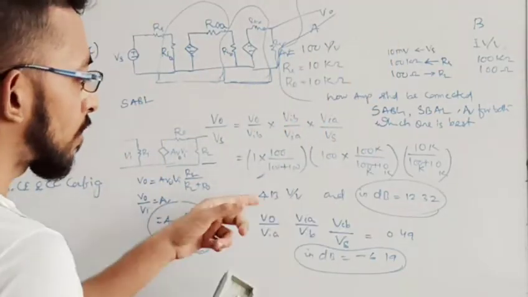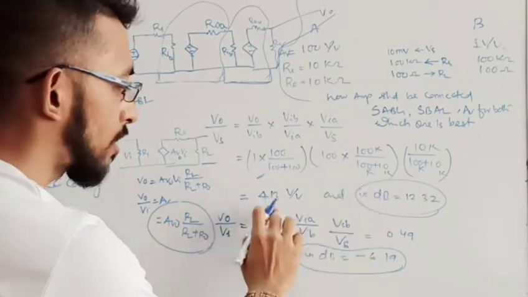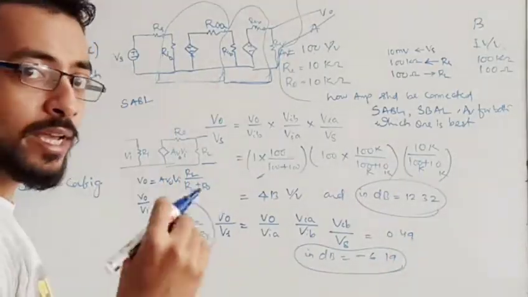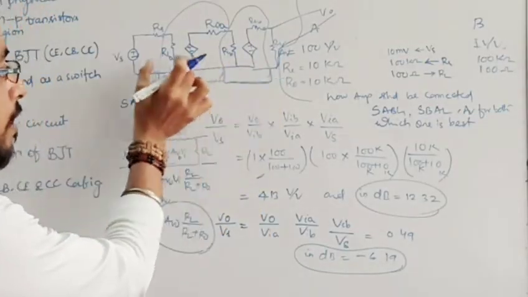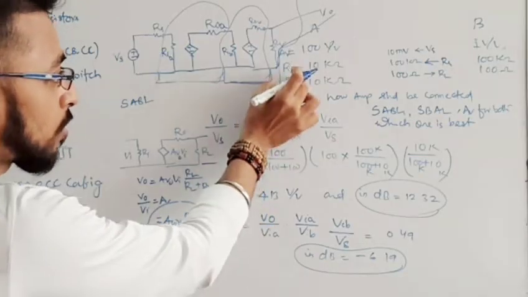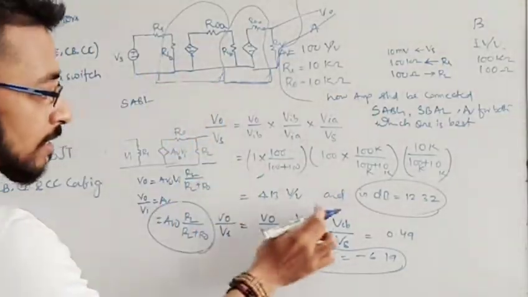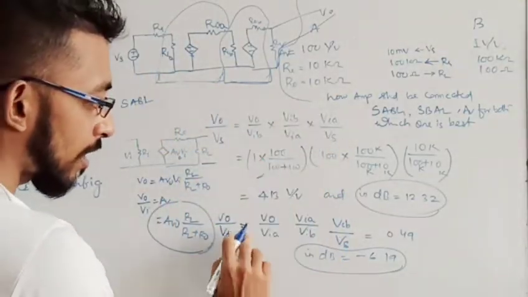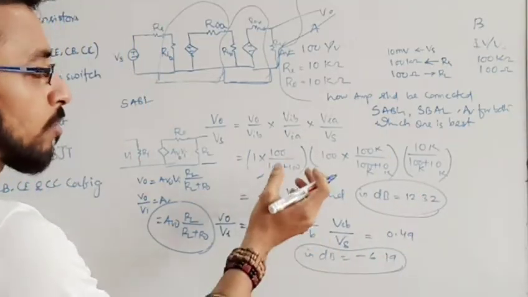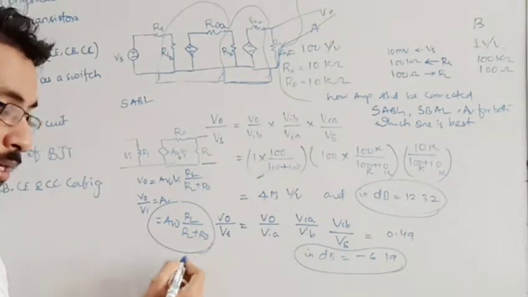So if you solve this one, you will get a value 4.13 volt per volt. And in dB, multiply 20 log of this value, you will get 12.32. This is for the S-A-B-L arrangement. Now if I connect S-B-A-L, meaning I put my B part here and A part over here, similarly what I will get? V out upon VS is nothing but V output upon VA, then VA upon VB, then VB upon VS. And in a similar way, if I put those values and solve, I will get a value 0.49. The same process. You have to see which one is the load, which one is the gain, and which one is the output.